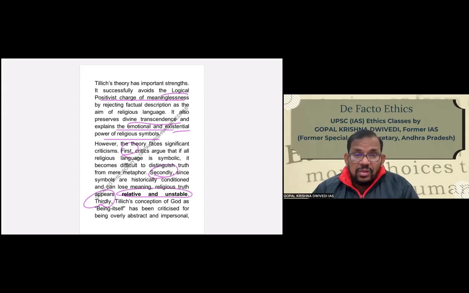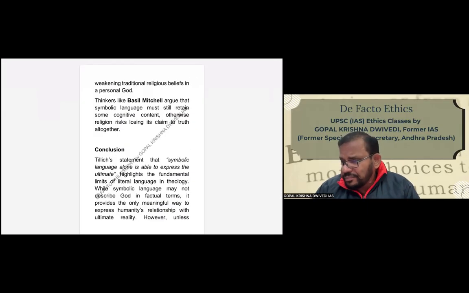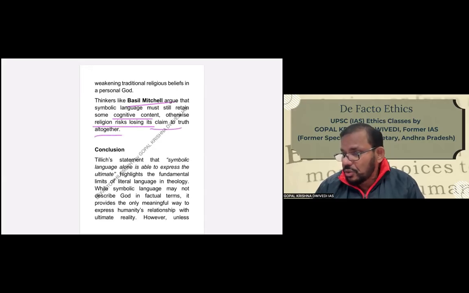Thirdly, Paul Tillich's conception of God as being itself has been criticized for being overly abstract and impersonal, whereas for any worship, any religious rituals, you require a personal God. So thinkers like Mitchell argue that symbolic language must still retain some cognitive content. Otherwise, religion risks losing its claim to truth altogether.